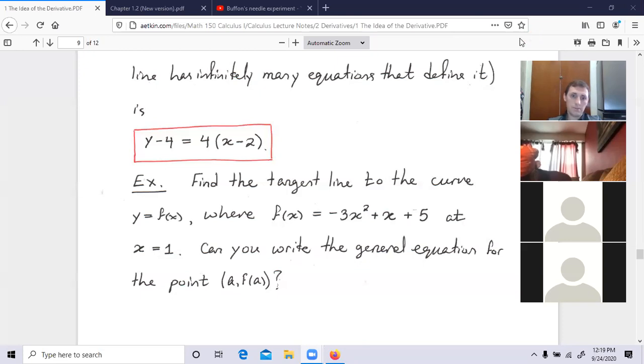Yes, pretty much. But it's not always worth it to finish the calculation. Sometimes it's easy to keep it in. Let's say when you plug 1 here, it's minus 3 times 1 squared plus 1 plus 5. Sometimes those ideas make it easier.